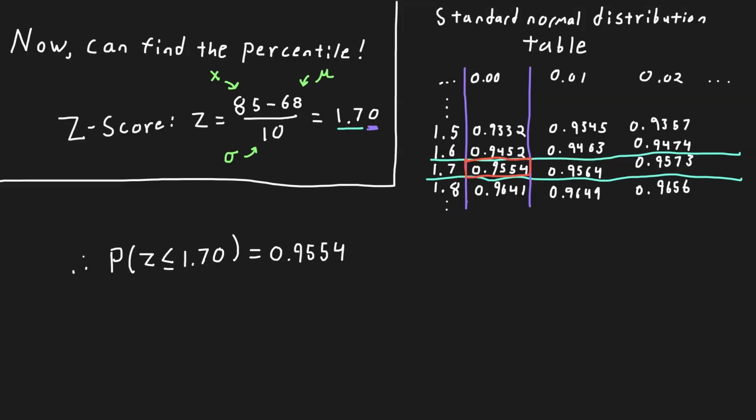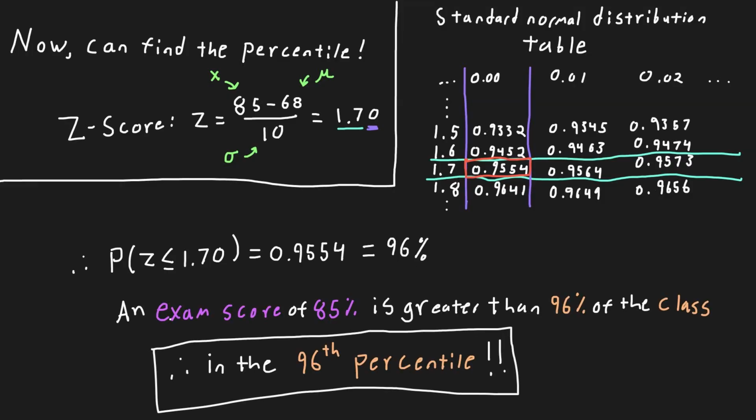We can then find the probability of this value to be p, the probability of z less than or equal to 1.7, and the value is 0.9554 from the table, or 96% rounded up. This means a score of 85% is greater than 96% of all of the data and shows we are in the 96th percentile and reach the cutoff for a scholarship.